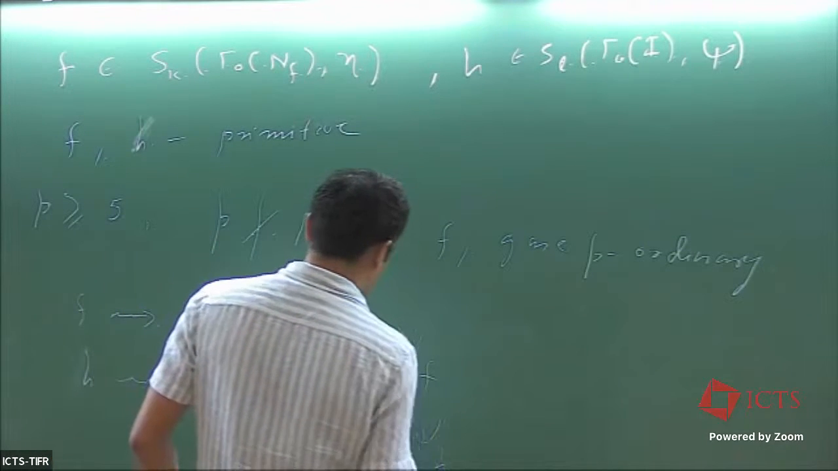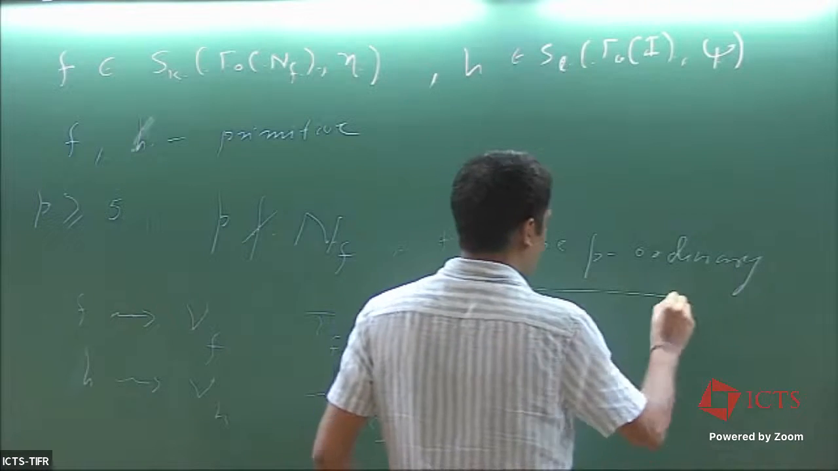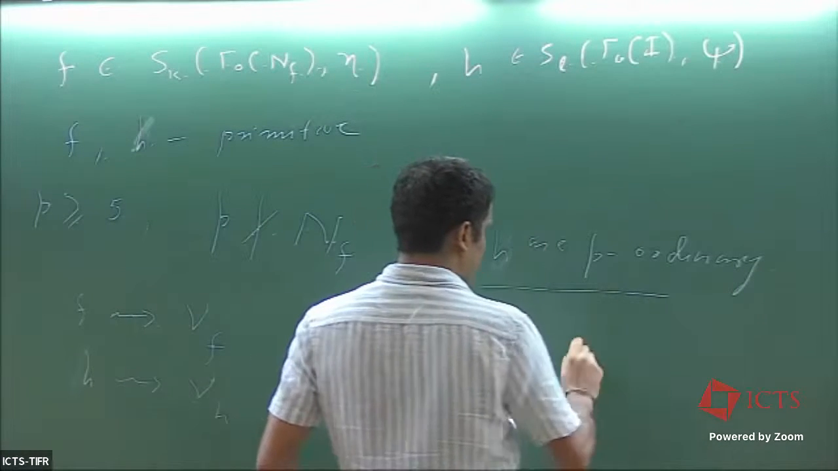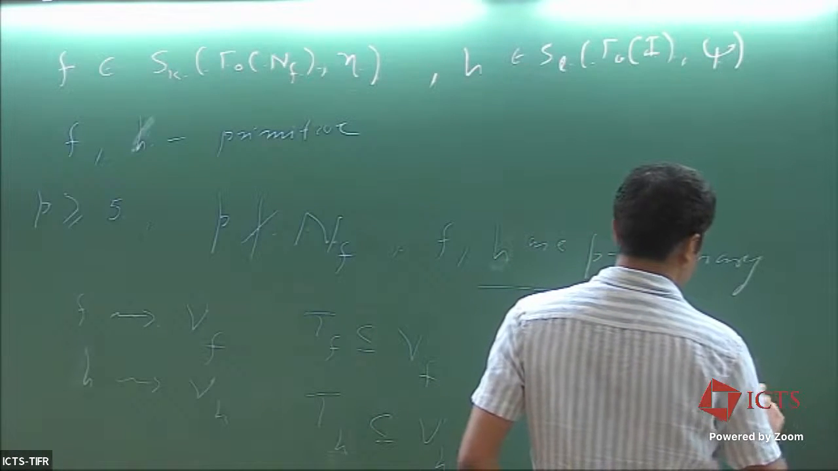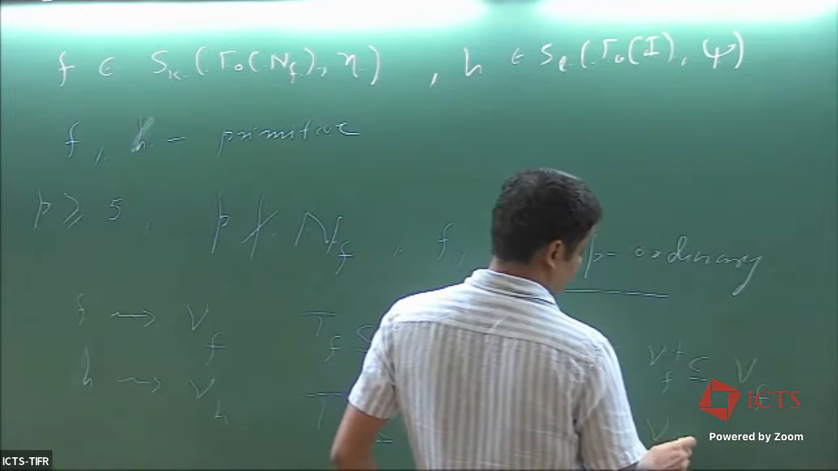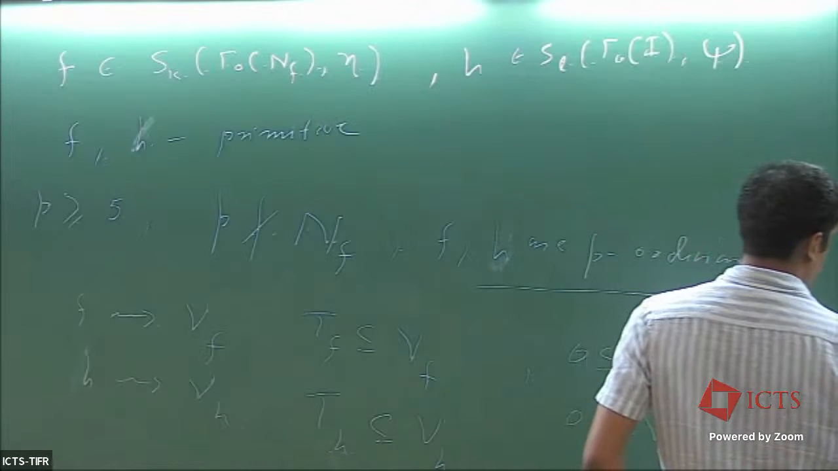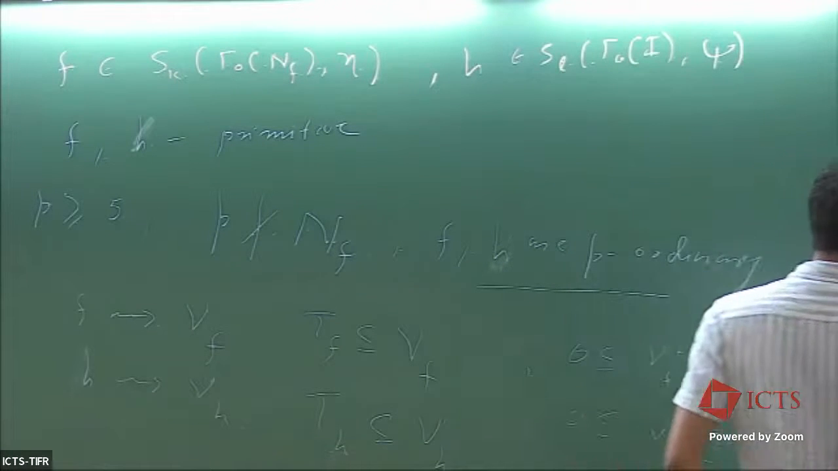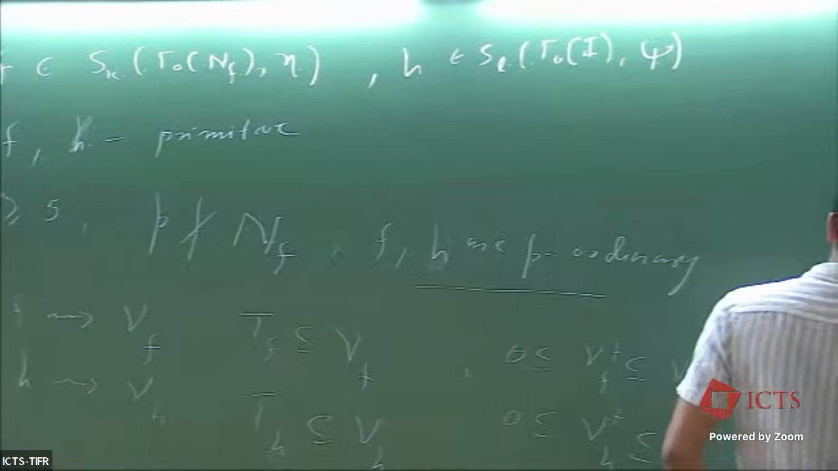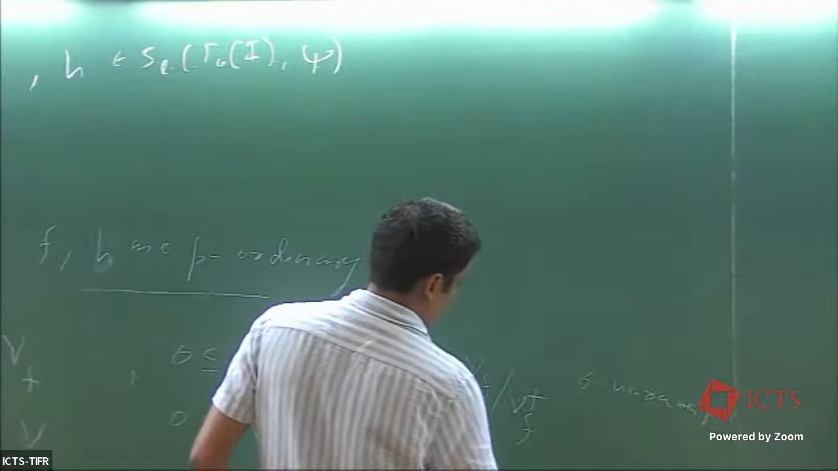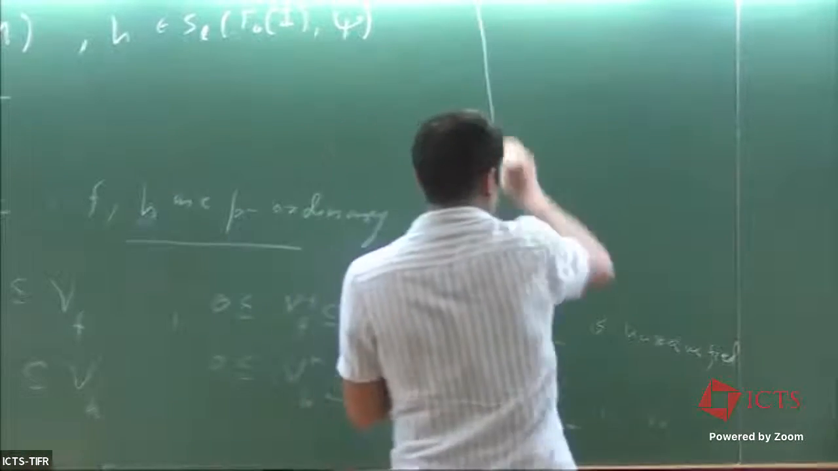We take it inside H. Because we are assuming F and H are ordinary, there will be a filtration V_F^+ inside V_F, and V_H^+ inside V_H, such that V_F mod V_F^+ is one-dimensional unramified, and V_H mod V_H^+ is also unramified. These two are given with the assumption.